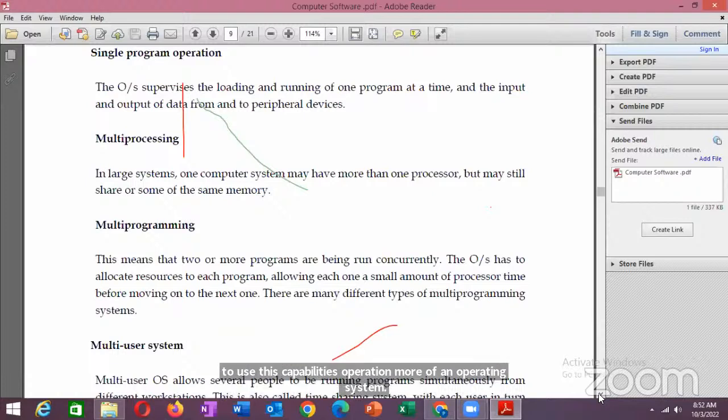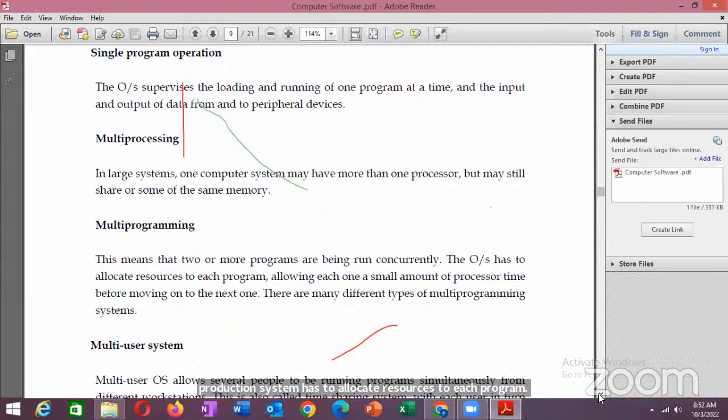So then we have multi-programming. This means that two or more programs are being run concurrently. The operating system has to allocate resources to each program, allowing each one a small amount of processor time before moving on to the next one. There are many different types of multi-programming systems.